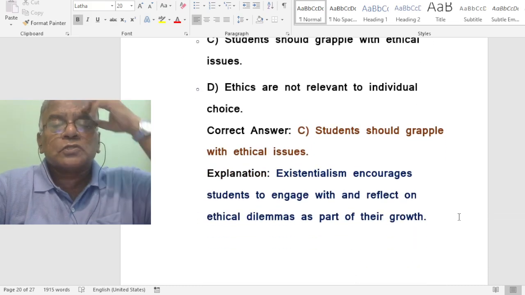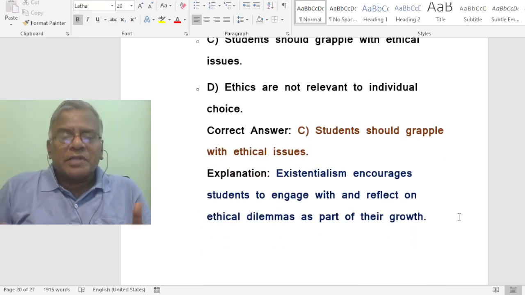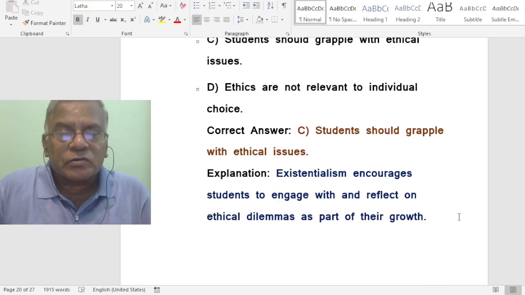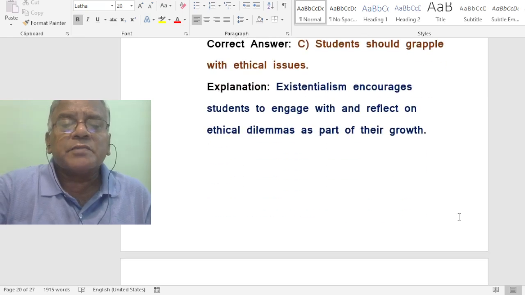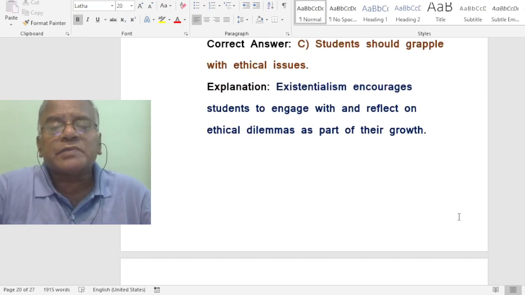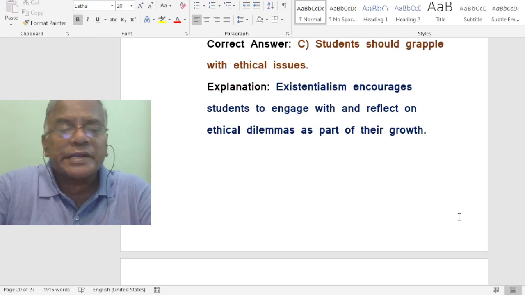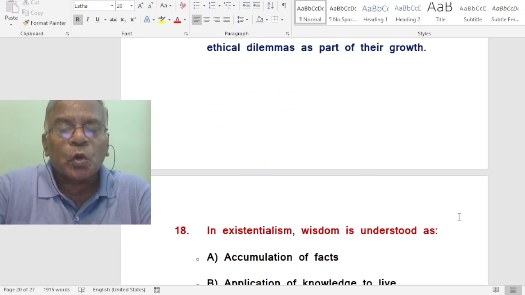Among the four, students should grapple, they should face the ethical issue. They should grapple with ethical issues. Existentialism encourages students to engage with and reflect on ethical dilemmas as part of their growth.